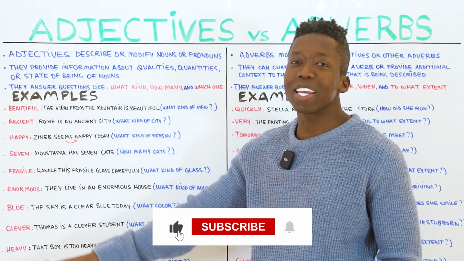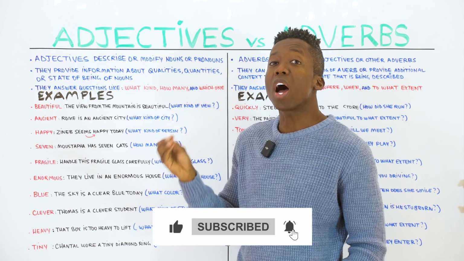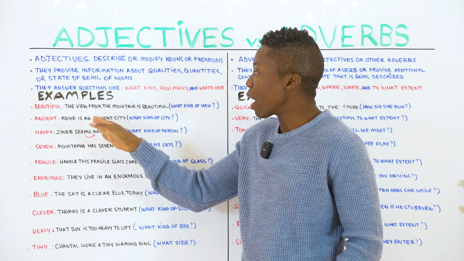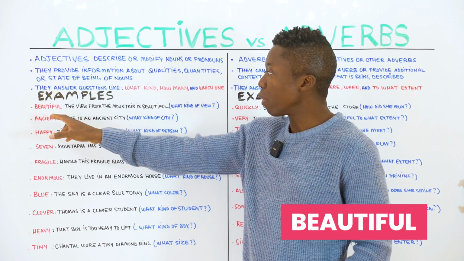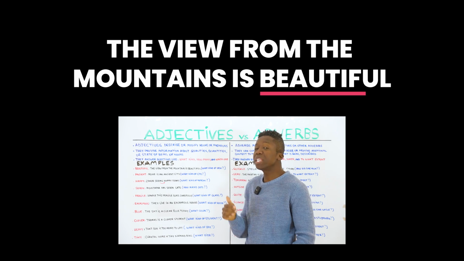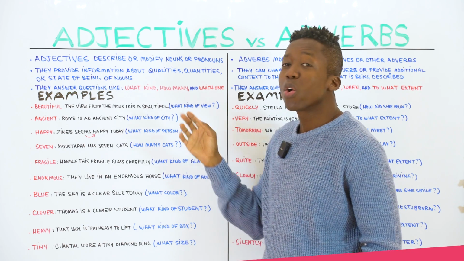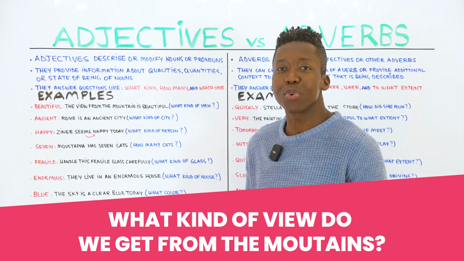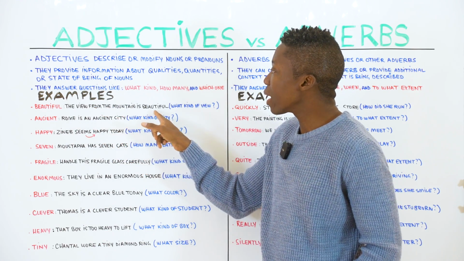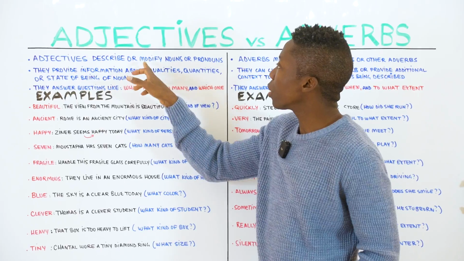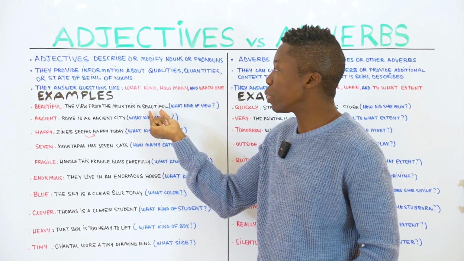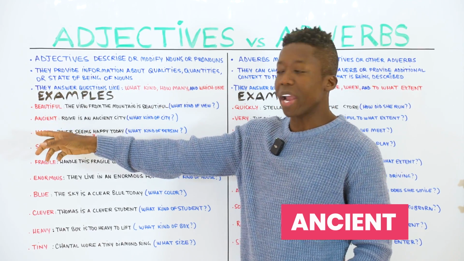So I have plenty of examples for you guys so you can understand exactly what an adjective is and how to use them. The first one is beautiful. Example, the view from the mountains is beautiful. So here the question is, what kind of view do we get from the mountains? Okay, what kind of view? We get a beautiful view. So here it's modifying the noun, which is the view. The view is beautiful.